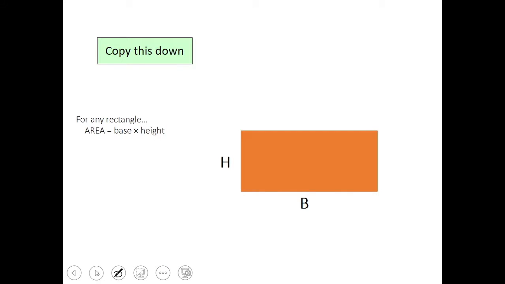So this is very important that you actually learn this rule. So for any rectangle, to work out the area, we times the base, which is the length at the bottom, by the height, which is the distance going upwards. This is something that you will have to know for your GCSE, so it's very important that you learn it now.